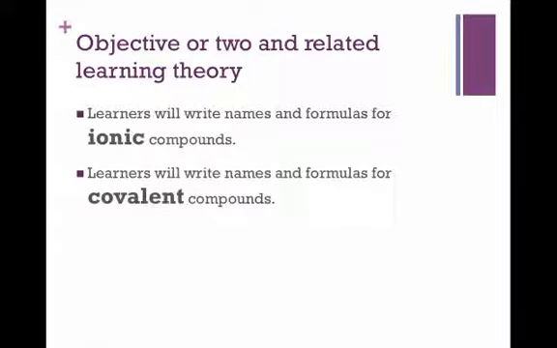The objectives and learning theories. So I have two objectives that I've shared here. Learners will write names and formulas for ionic compounds, and learners will write names and formulas for covalent compounds. Those are very identical. There's only one word that's different that I have large and bold on the screen, and that's ionic and covalent. There's a certain rule for doing ionic compounds, and there's a different rule for doing covalent compounds. So if the student can learn the rule for each and be able to differentiate between ionic and covalent compounds, in theory it should be smooth sailing.